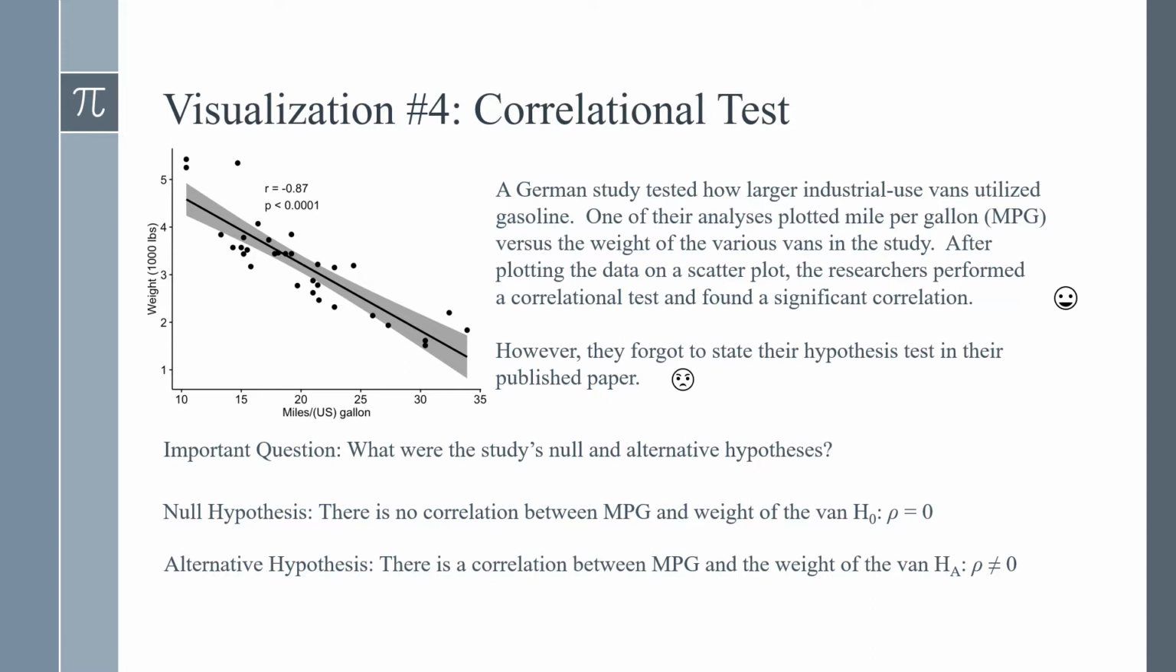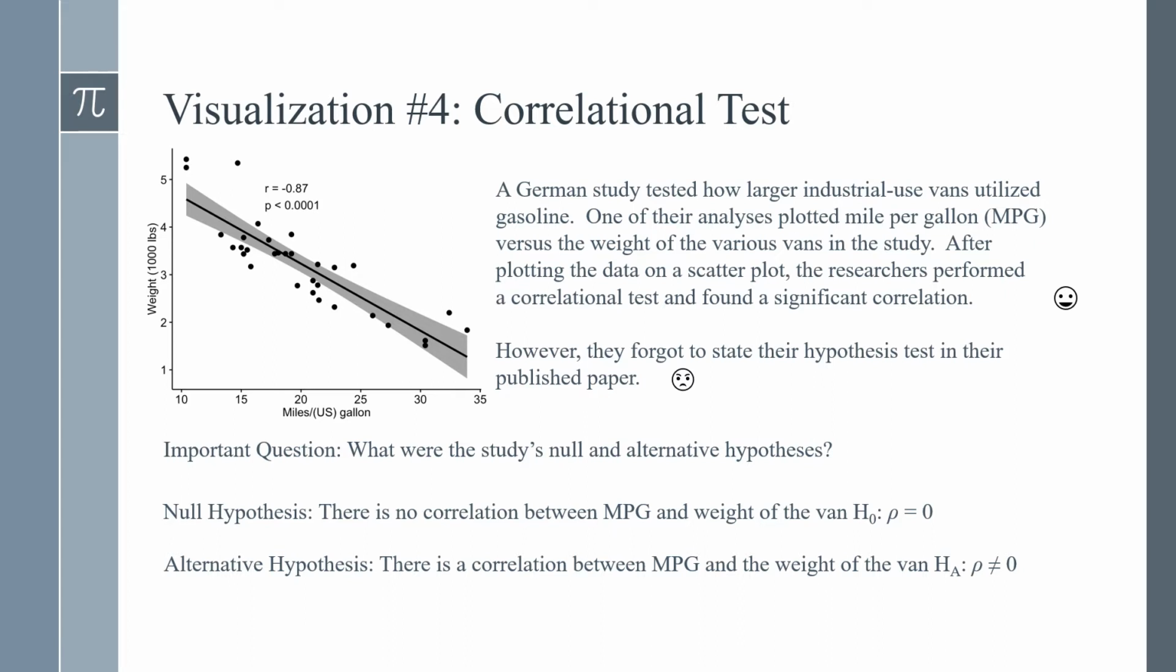The fourth visualization is the correlation test, where a German study tested how large industrial use vans utilized gasoline. One of the analyses plotted miles per gallon versus the weight of the various vans in the study. After plotting the data on a scatter plot, the researchers ran a correlation test and found a significant correlation. However, they did forget to state their hypothesis in their published paper.